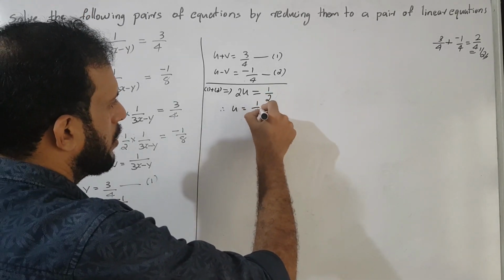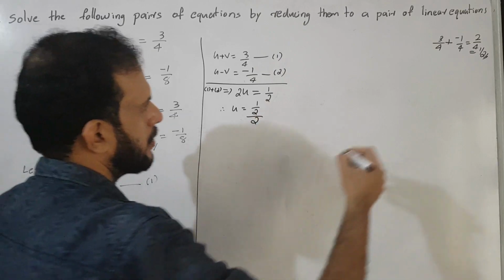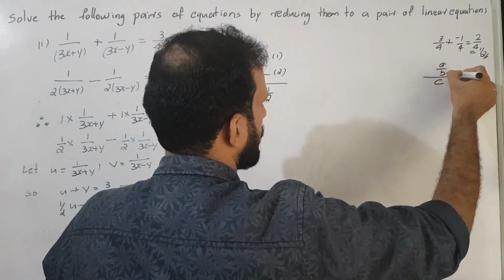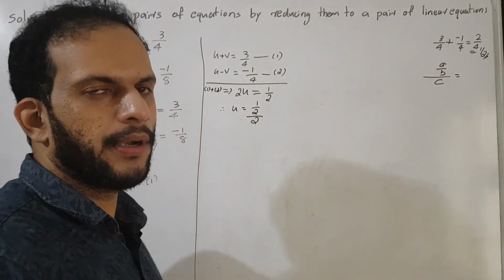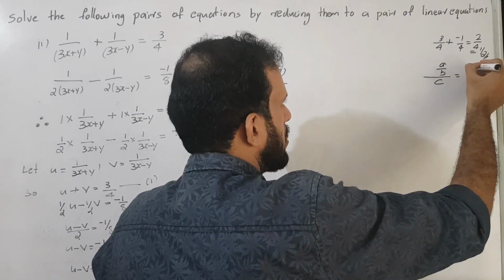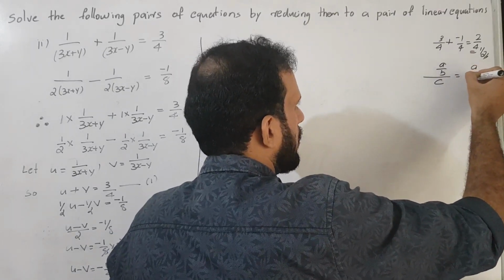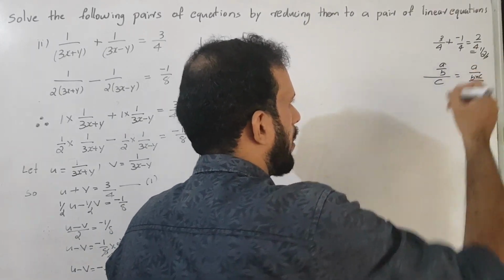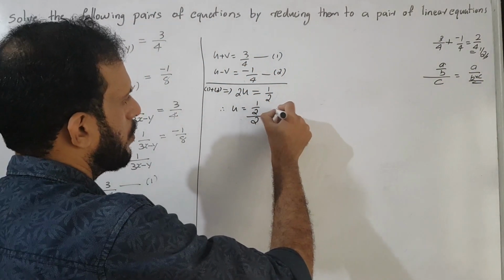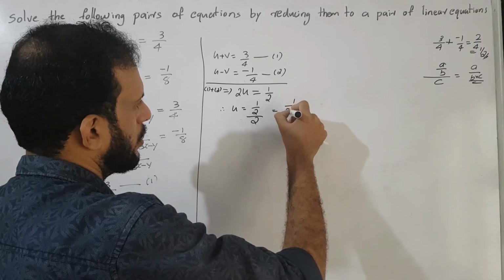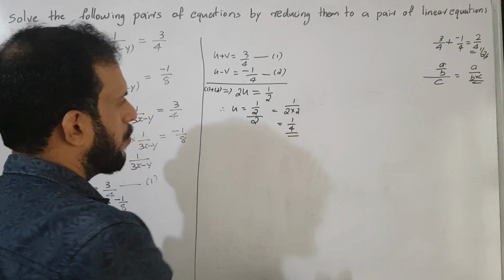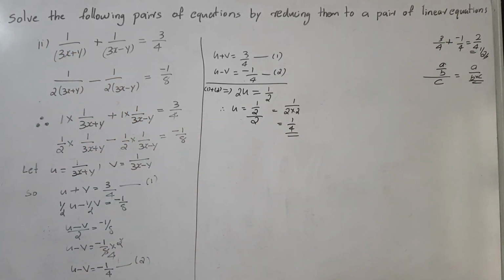1 by 2 divided by 2, that is in the form of a by b divided by c, correct. A fraction divided by a whole number, then what is the rule? A by b divided by c is equal to a by b into c. Then 1 by 2 into 2 is equal to 1 by 4. So we got the value of u is equal to 1 by 4.